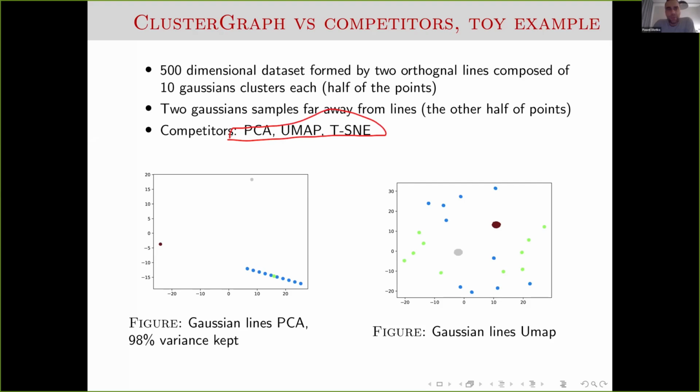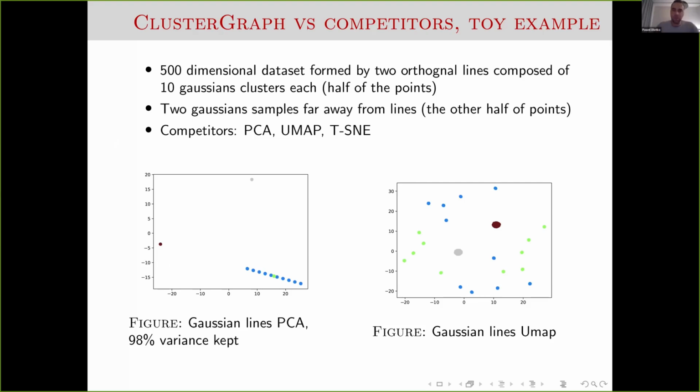So let me start with a very simple example. It's an artificial example. We took 2 lines which are orthogonal, but not touching each other in 500-dimensional space. And in addition to those 2 lines, far away from them, we sampled a number of points from a normal distribution, and we checked what we get from PCA.